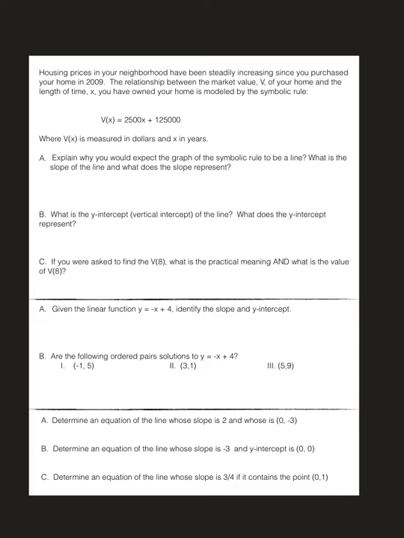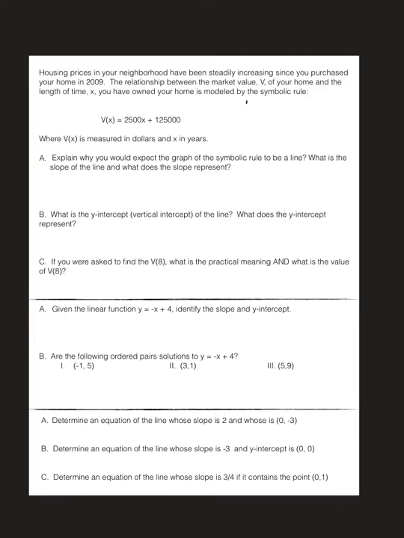The relationship between the market value, which is represented by V of your home, and the length of time, represented by X, you have owned your home, is modeled by the symbolic rule. So V of X equals 2,500 times X plus 125,000. Again, V of X is measured in dollars and X is measured in years. The first question says, explain why you would expect the graph of the symbolic rule to be a line. What is the slope of the line, and what does the slope represent?